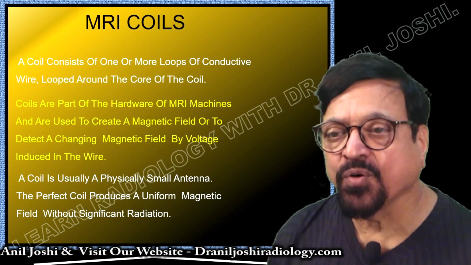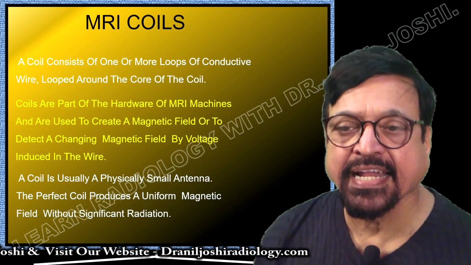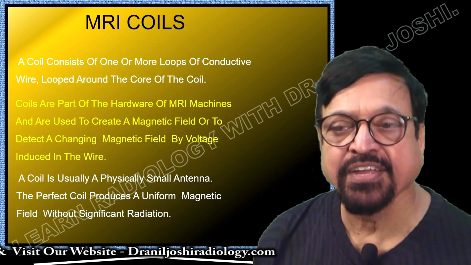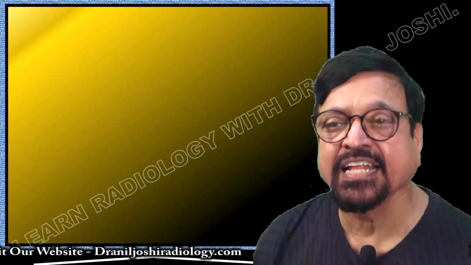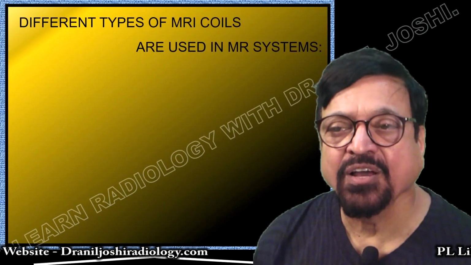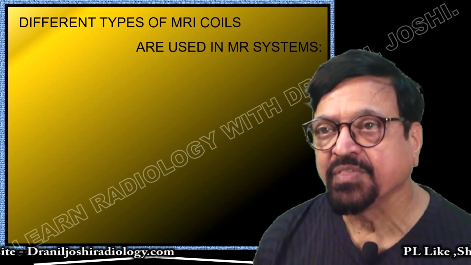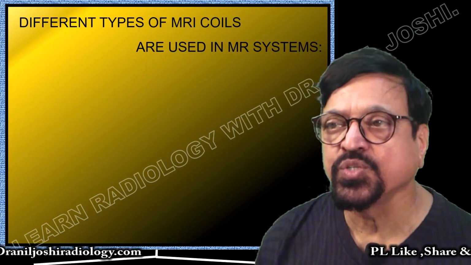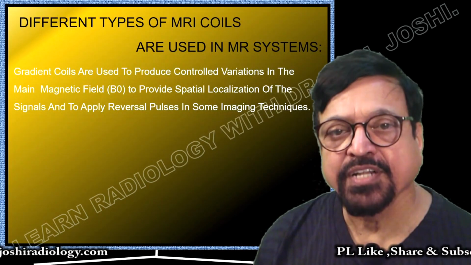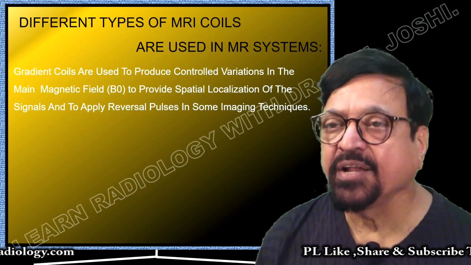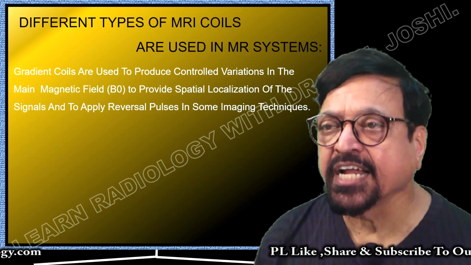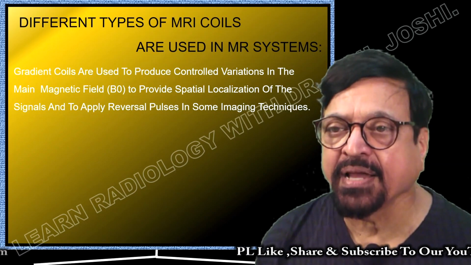The perfect coil produces a uniform magnetic field without significant radiation. So this is another speciality or characteristic of a good coil. Now different types of MRI coils are used in MRI machines for different applications. Gradient coils are used to produce a controlled variation in the main magnetic field.